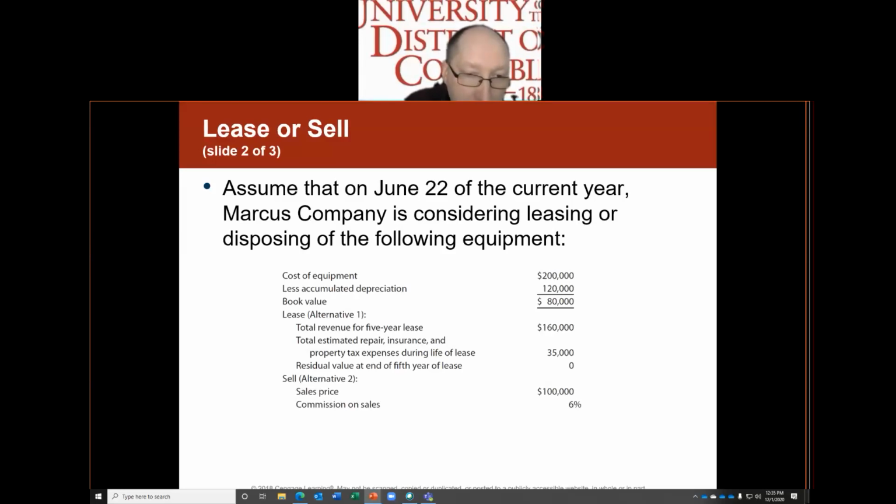The estimated cost of repairing, insuring, and paying taxes on that leased equipment is $35,000, which would give me revenue minus expense of about $125,000 of potential net income from alternative 1. Alternative 2 is if I sell it. If I sell it, I can sell it for $100,000. But then I have to pay a commission on the sale of 6%.